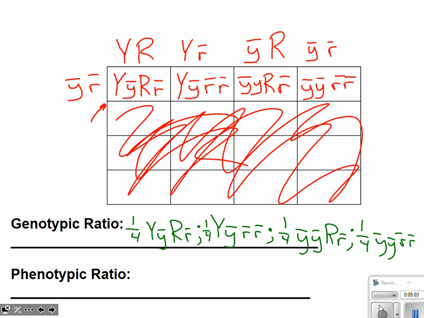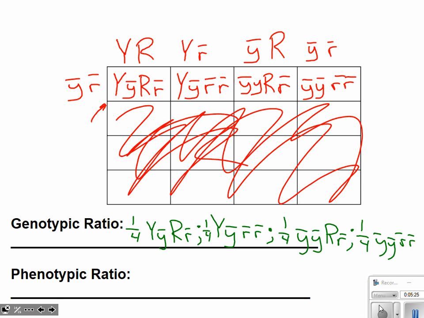Yeah, go ahead, Maddie. If I did the whole thing, it would have been 4 out of 16. Okay, which reduces to be what? 1/4. Yeah. Okay, so if I would have filled out the whole thing, it would have been 4 out of 16 instead of 1/4.